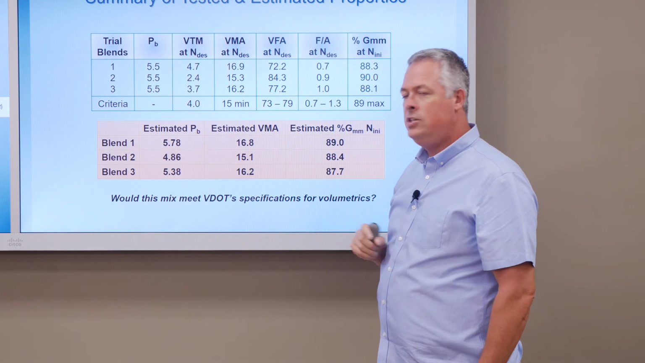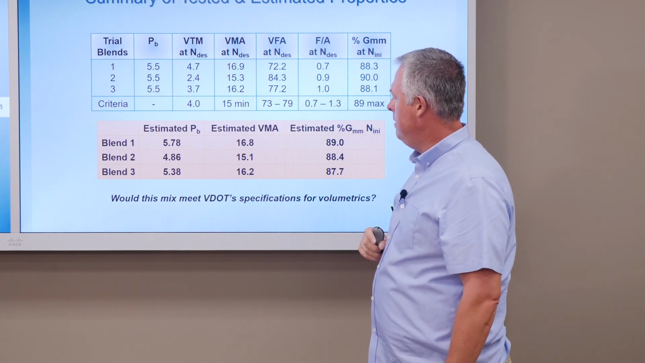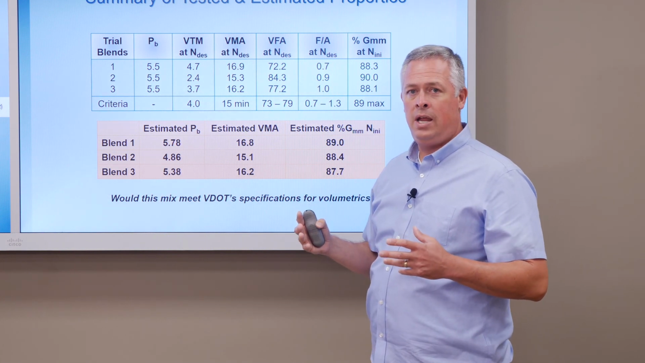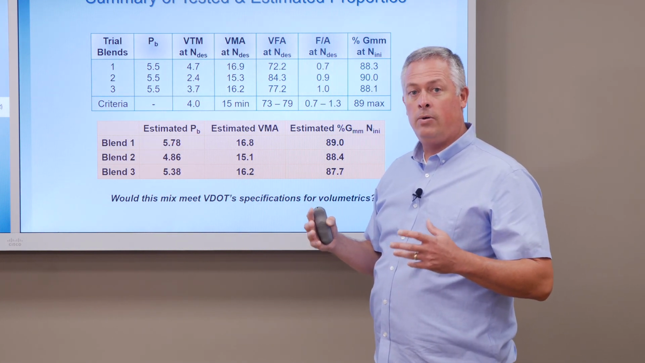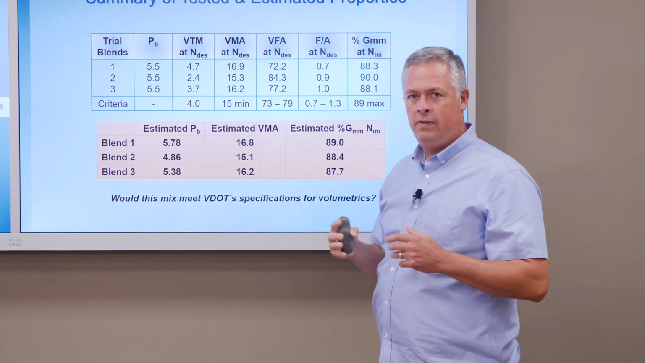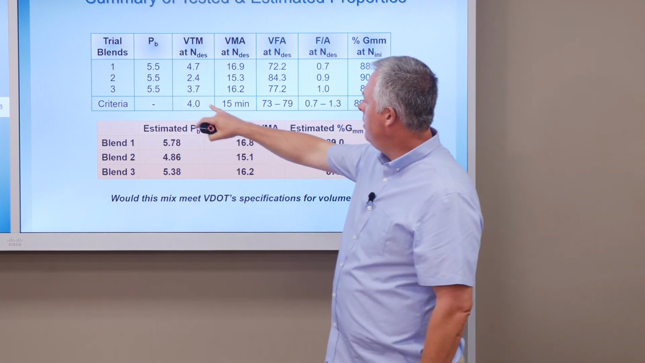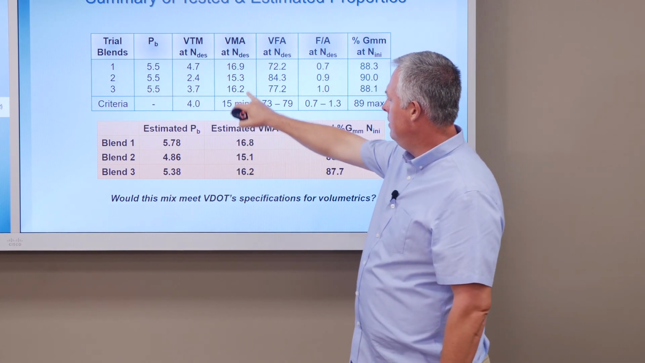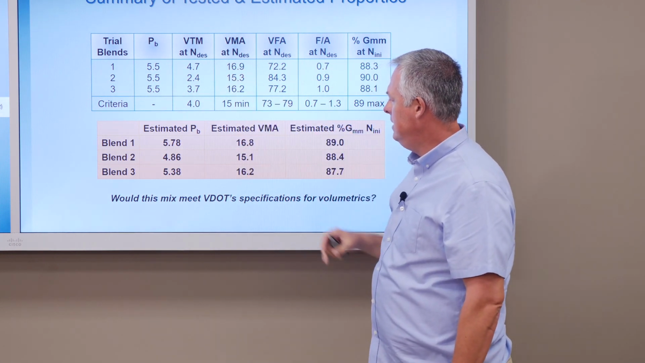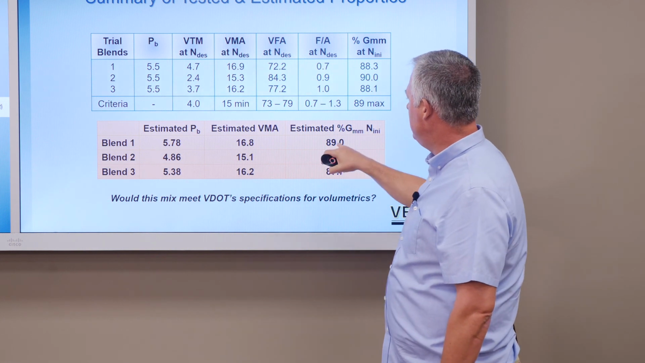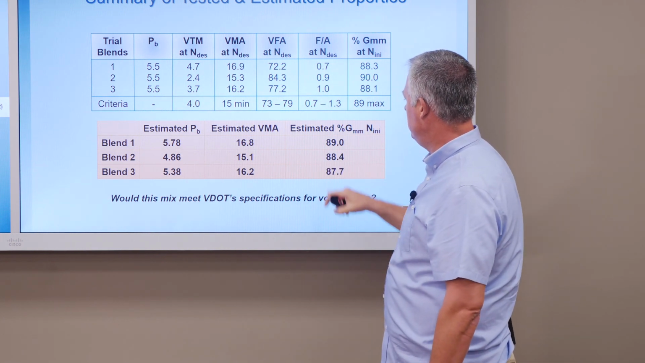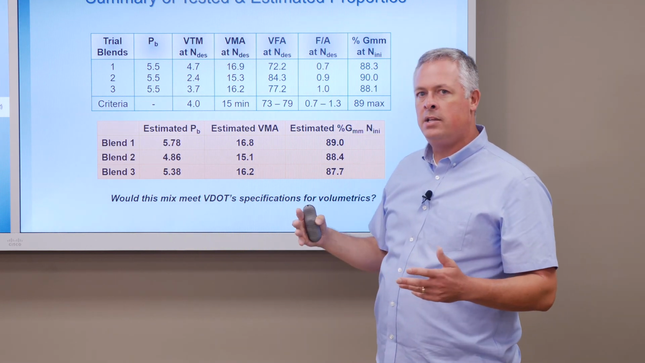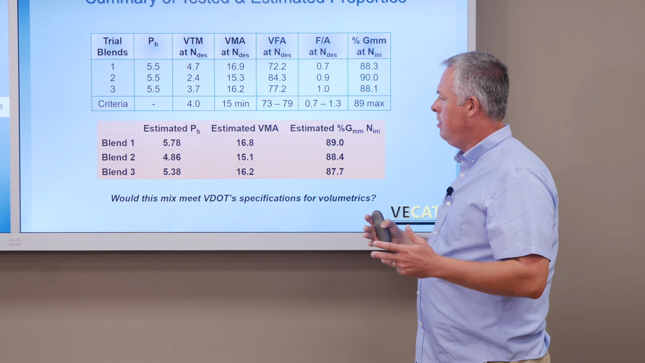When we did that, that changed our estimated VMA, not a whole lot, because remember, manipulating liquid really doesn't change VMA a lot. Gradation changes are what really make VMA change. So even though we're adding almost 3/10 of liquid, we only changed the VMA about 1/10. It went from 16.9 to 16.8. And then our estimated percent GMM at initial is 89. Which is fine. We're right at the max, but again, it's not a specification in Virginia any longer.